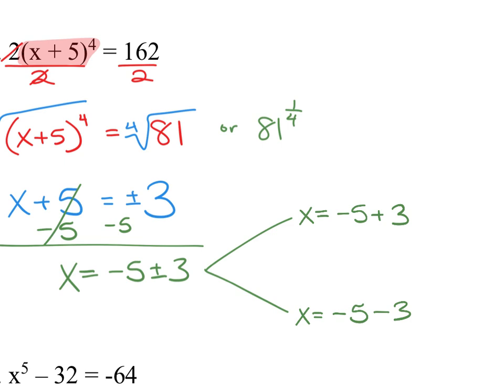But like, that's just combining like terms. That's arithmetic. We're studying for our SATs, so we do that in our head. -5 plus 3 is -2. And -5 minus 3 is -8. So there are our two answers. We have two answers because we put that plus or minus symbol. So when you put plus or minus, you should get two answers.